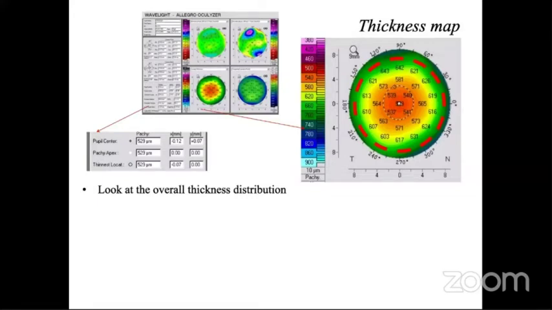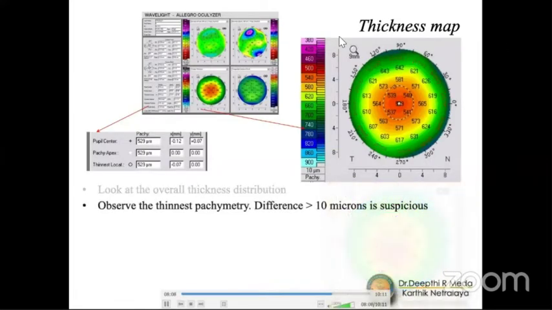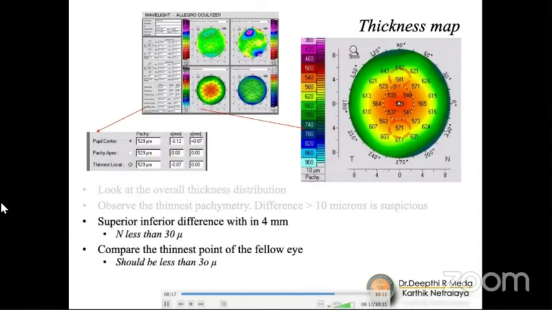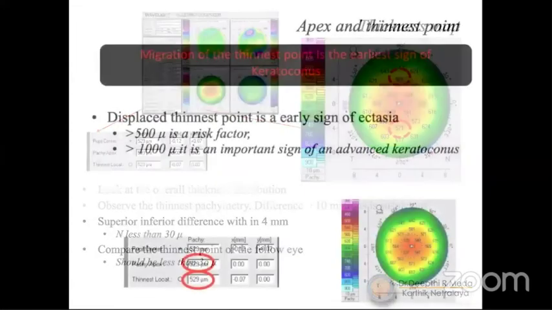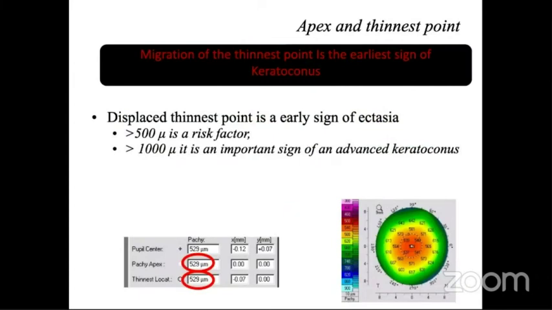Not only the thinnest pachymetry, but the overall distribution is extremely important. Look at a few distribution patterns, like your thinnest pachymetry should not be lesser than 10 microns of your central pachymetry, and the superior inferior asymmetry at the 4 mm should not be more than 30 microns. And so also between both your eyes, the thinnest pachymetry difference should not be more than 30 microns. So these are a few other important values to be noted.